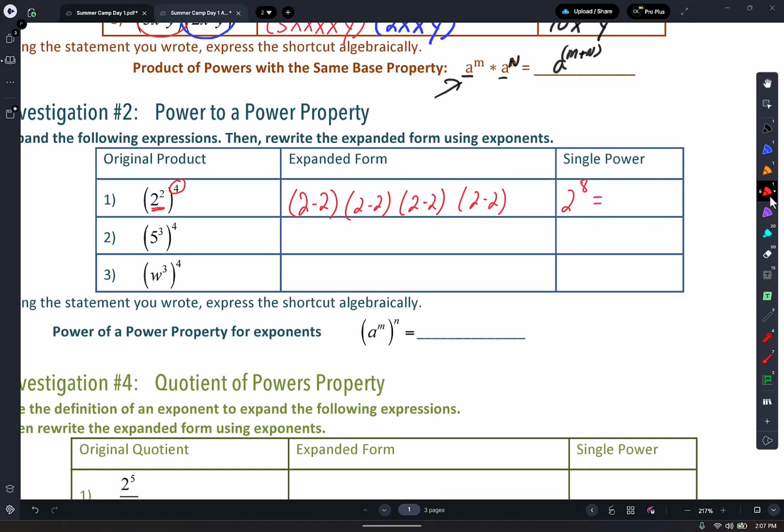Now let's see if we can do this just thinking about it. So 2 times 2 is 4, and then 4 times 2 is 8, and then 8 times 2 is 16, and then 16 times 2 is 32, 32 times 2 is 64, 64 times 2 is 128, 128 times 2 is 256. There it is. Look at that. No calculator, no nothing.